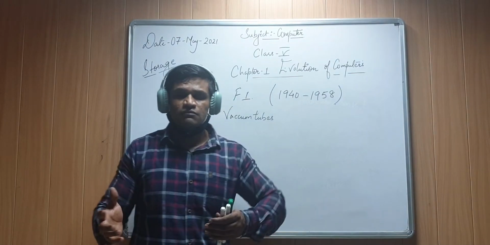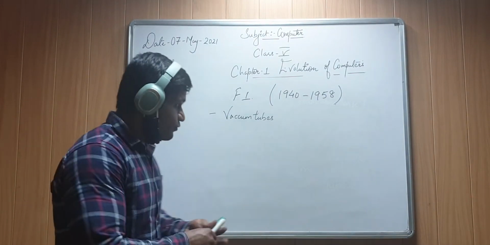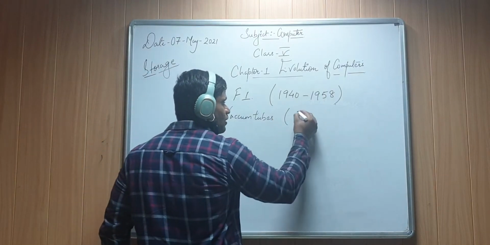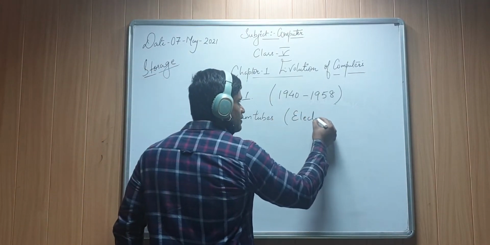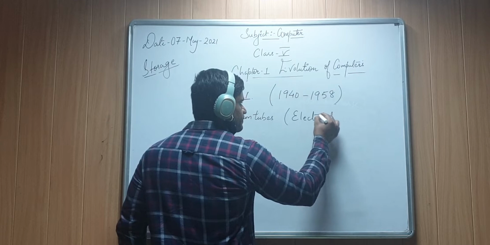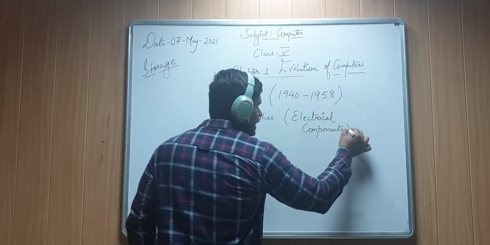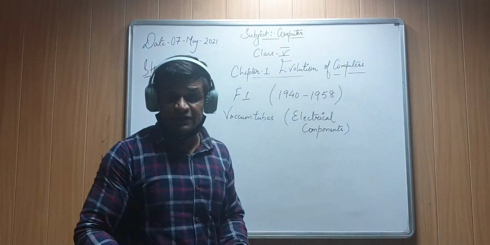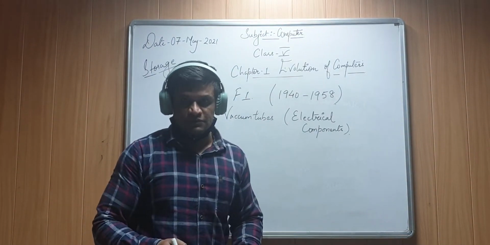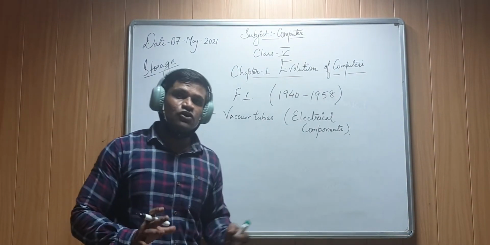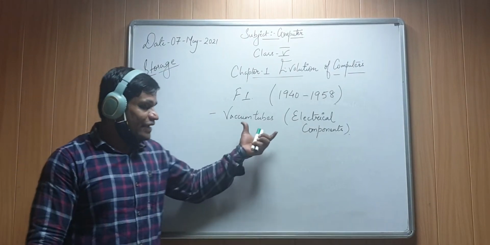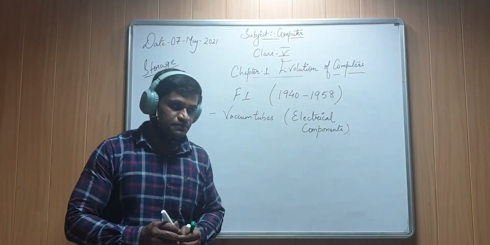Vacuum tubes were used as electrical components. What we are talking about, they all are electrical components. आप लोगों ने सुने होंगे बहुत से components at home like diodes, capacitors, transmitter. Yes or no? So these are electronic components. So vacuum tubes were being used.